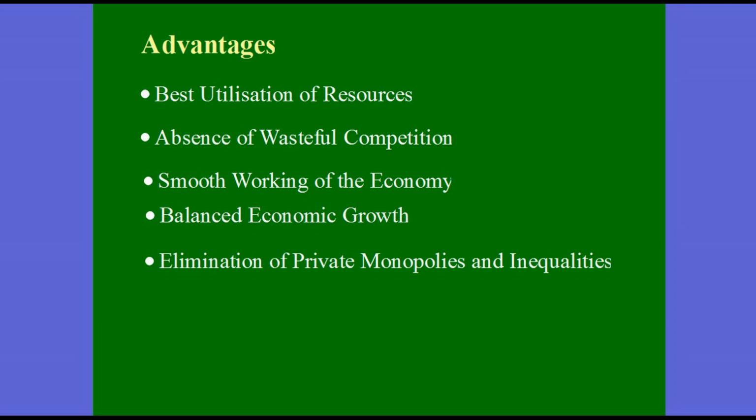Smooth working of the economy. There is no cyclical fluctuation in business activities, and it works smoothly. There is no chance of overproduction or underproduction since there is a plan. The other one is balanced economic growth. There is allocation of resources through centralized planning, which leads to balanced economic development. Different regions and different sectors in an economy can develop equally.